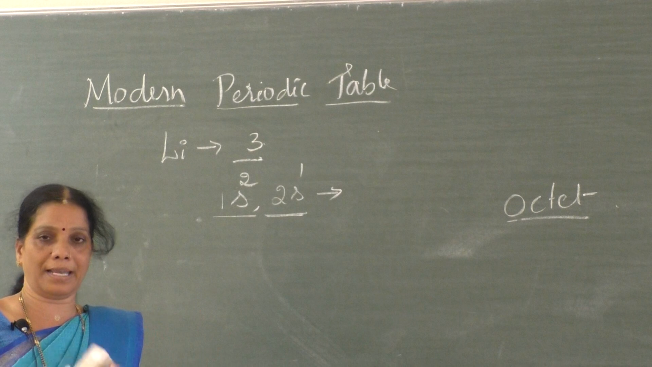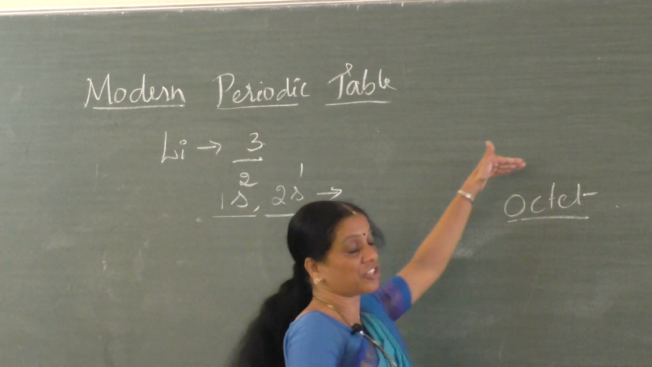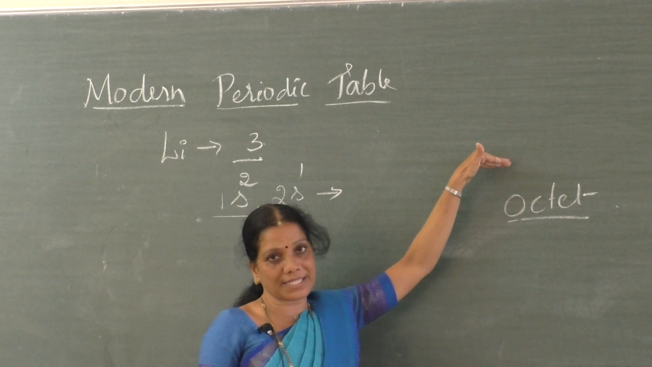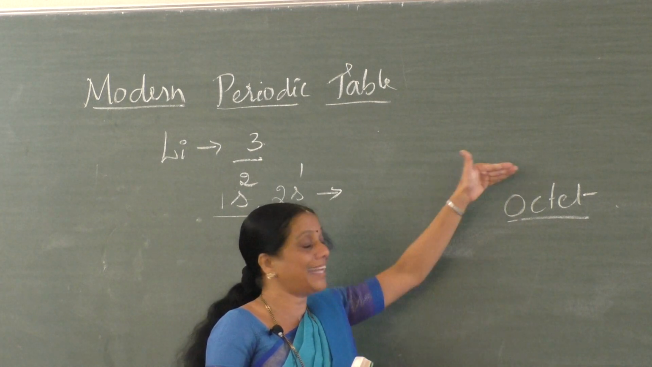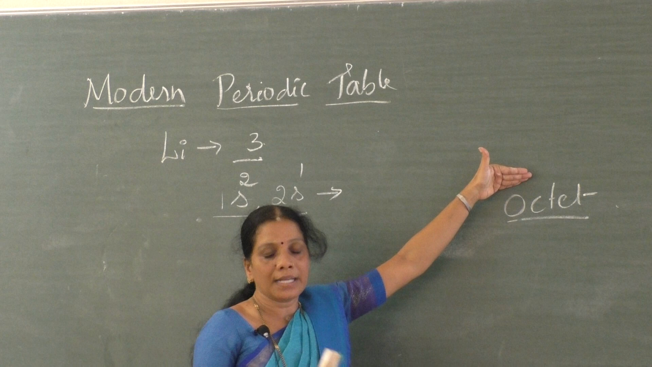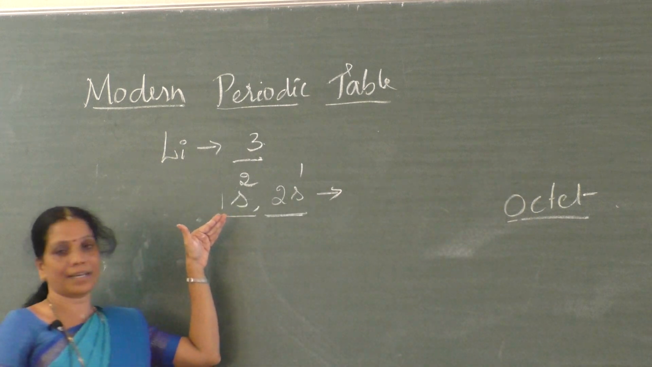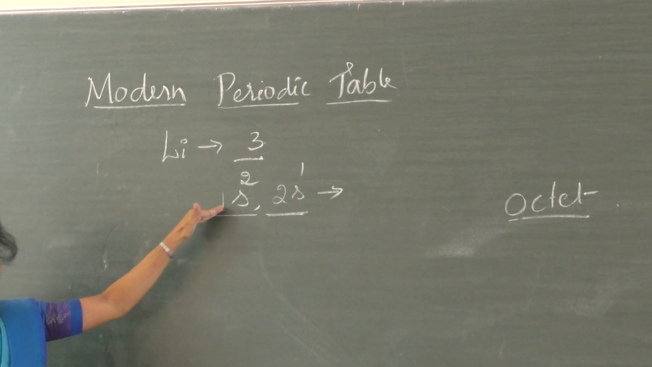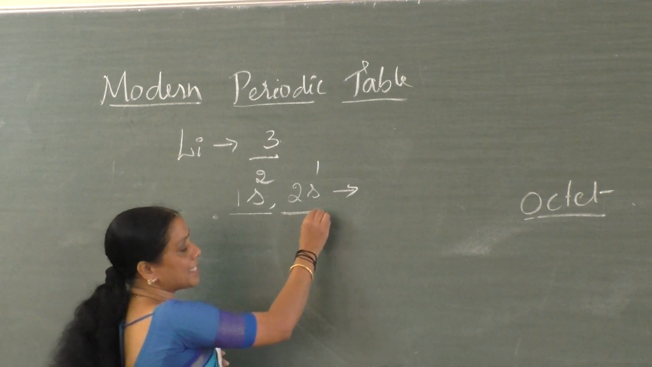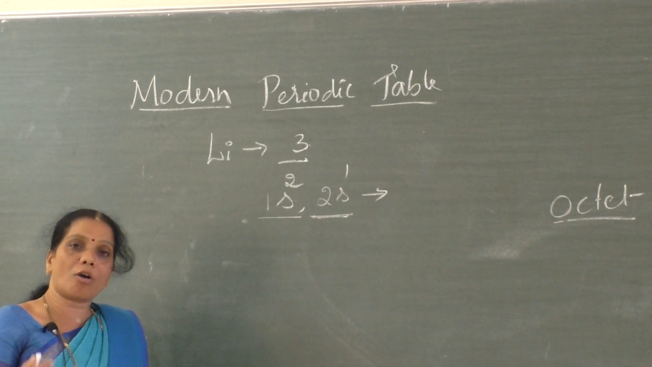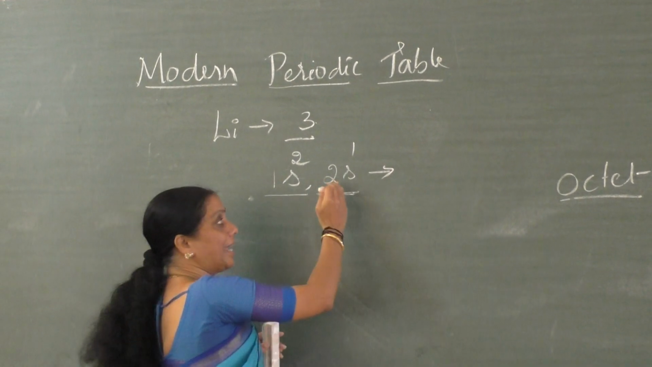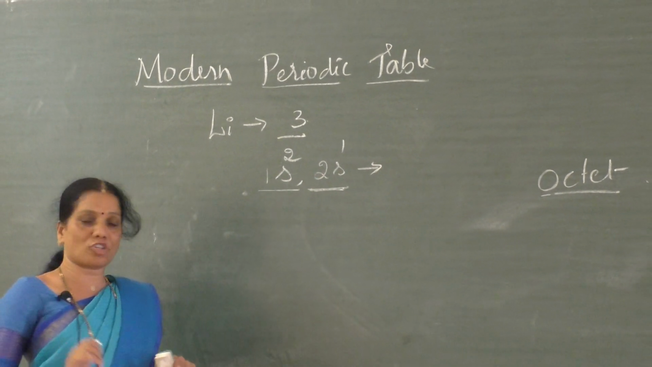For most of the elements, the highly comfortable state is the octet state. Octet means there should be 8 electrons in the outermost shell. Listen here, we have written the electronic configuration of lithium. The outermost shell contains how many electrons? Only 1 electron.